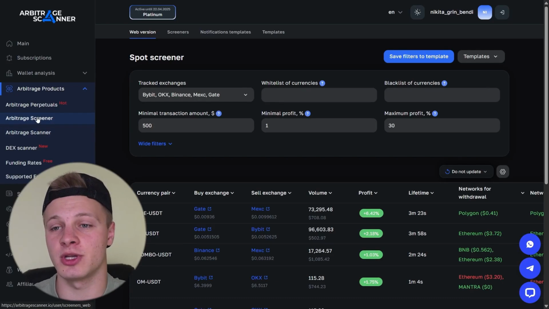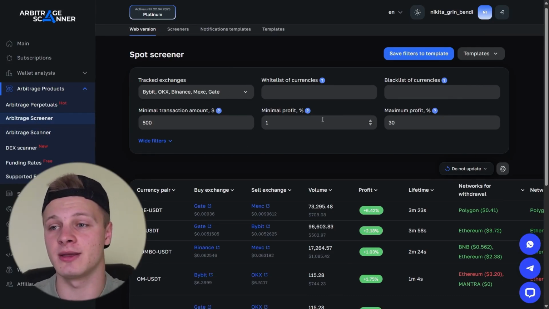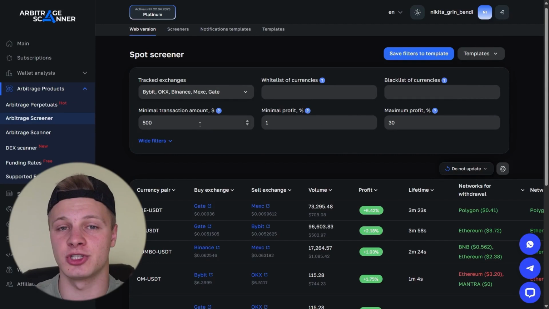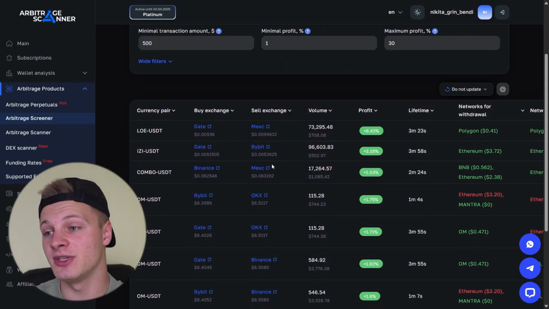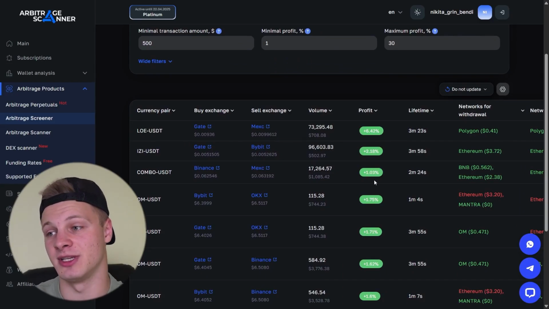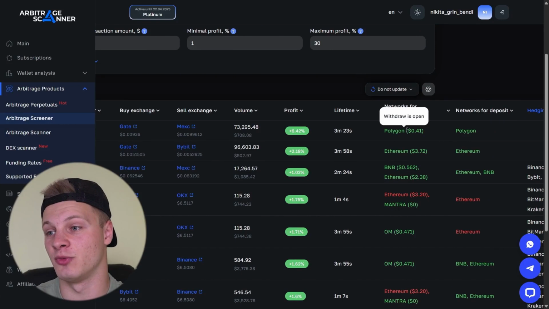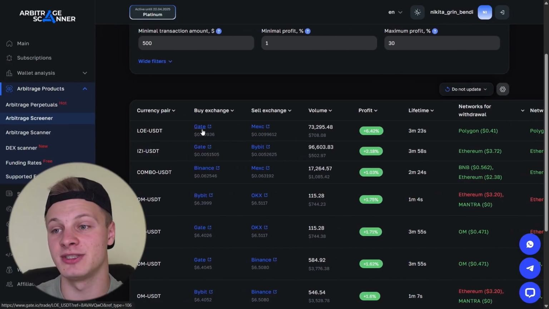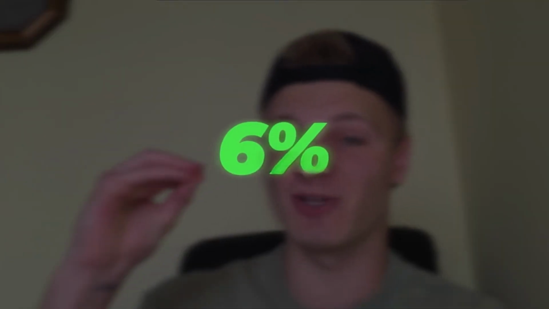You simply go into the Arbitrage Screener, enter the parameters you need, such as minimum profit, minimum transaction amount, the exchanges you want to use, and it immediately shows you profits of 6.5%, 2%, 1%. And thanks to this, you can trade, for example, on Polygon, and you can transfer the LOI token from Polygon to Polygon between the Gate and Maxi exchanges, earning a 6% difference. That's from just one round. Just imagine. And such arbitrage opportunities appear constantly. That's why the Arbitrage Scanner is a must-have for arbitrage.